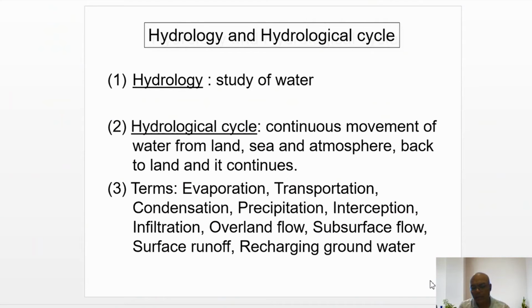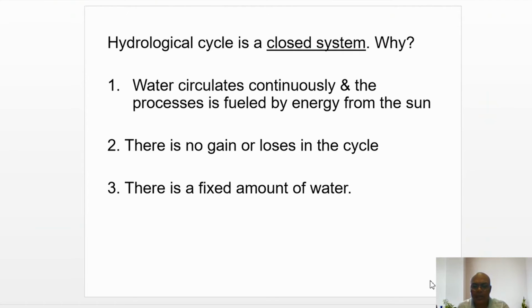As I mentioned, part of the infiltrated water percolates deep and recharges groundwater, and another part moves parallel to the surface, and eventually it comes out near a stream, or it may join a lake or pond. That is called subsurface flow. Subsurface flow mainly takes place in unsaturated soil. So the hydrological system is a closed system.